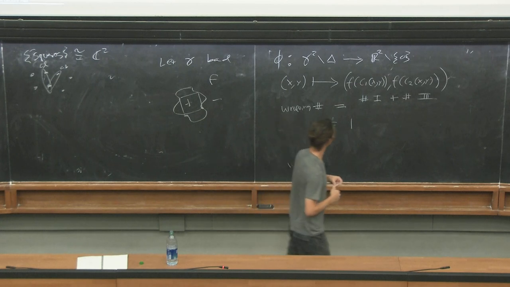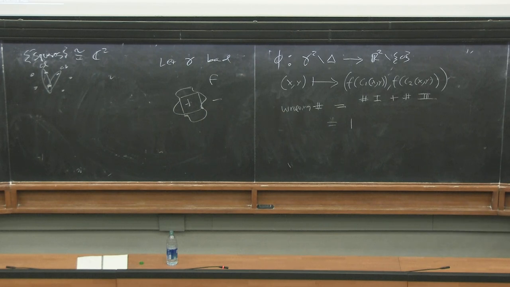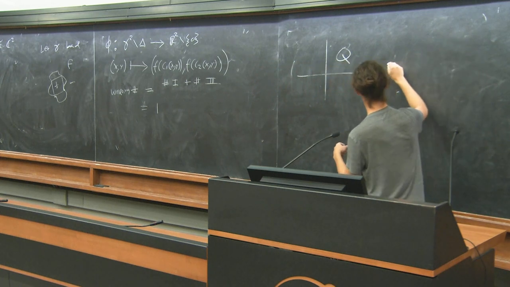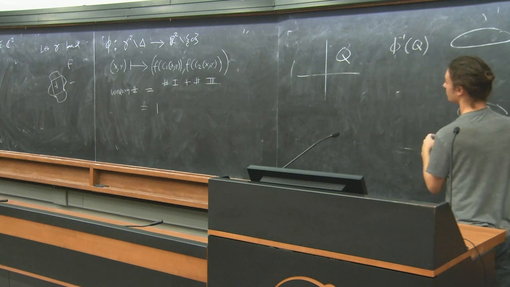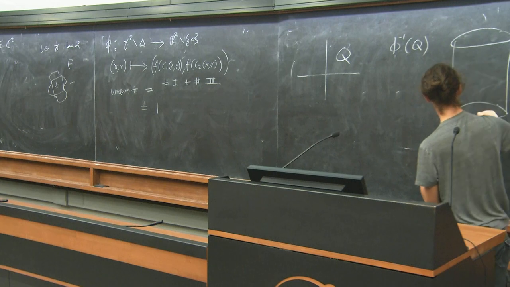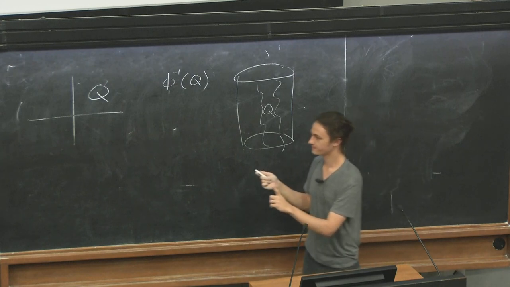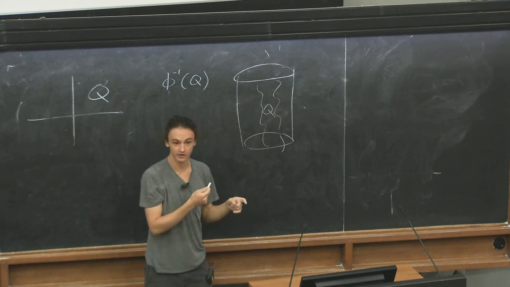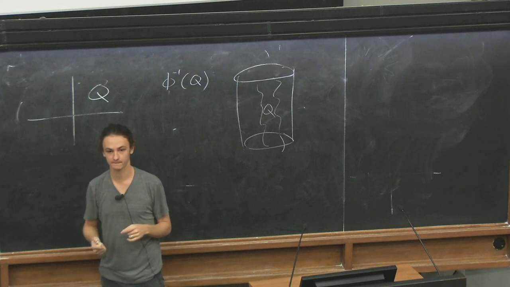So how is this at all useful? Well, what I'm going to do is look in R squared minus the origin at this quadrant Q, the upper right quadrant, right? And I'm going to look at the inverse image, phi inverse of Q. So here we have our cylinder, gamma squared minus the diagonal. And we're going to have some sort of set Q here. And what I know about Q, since I know that this map is essential, is that there cannot be any loop which wraps around the cylinder that is disjoint from Q, right? Because such a loop would then wrap around the origin and would touch Q, right?